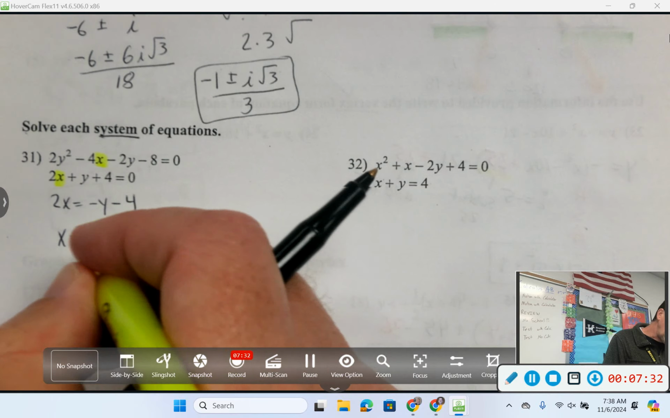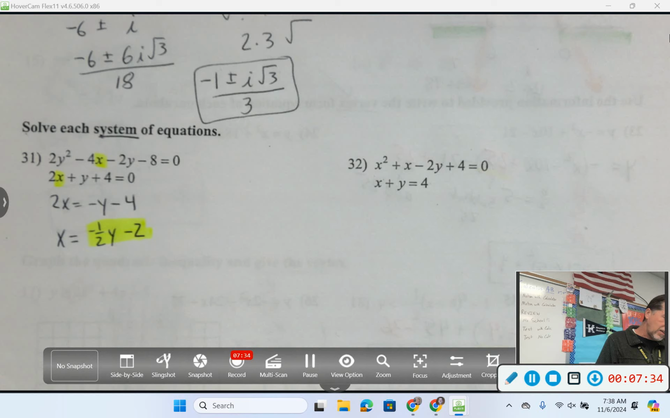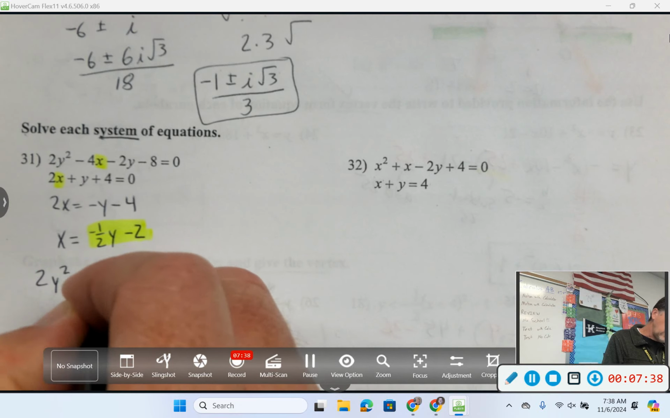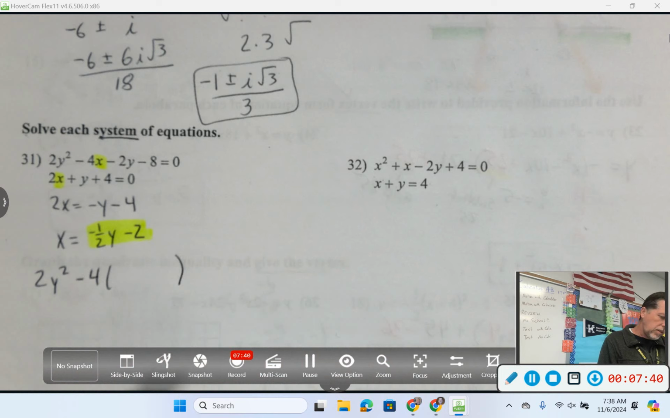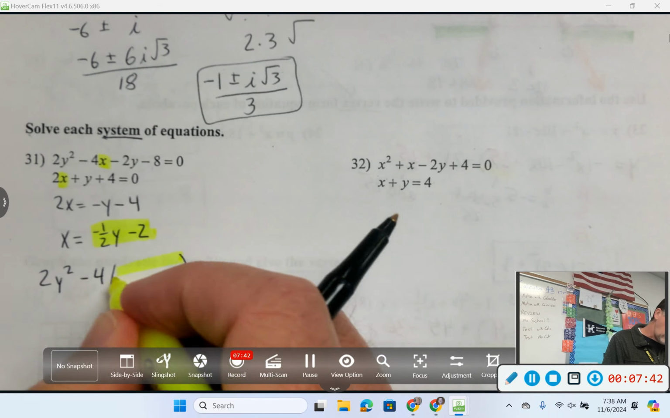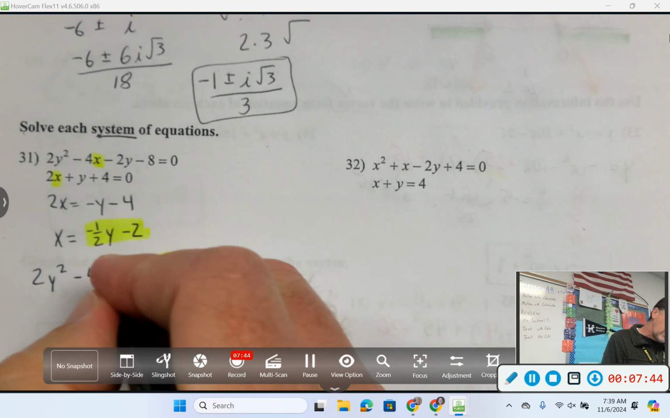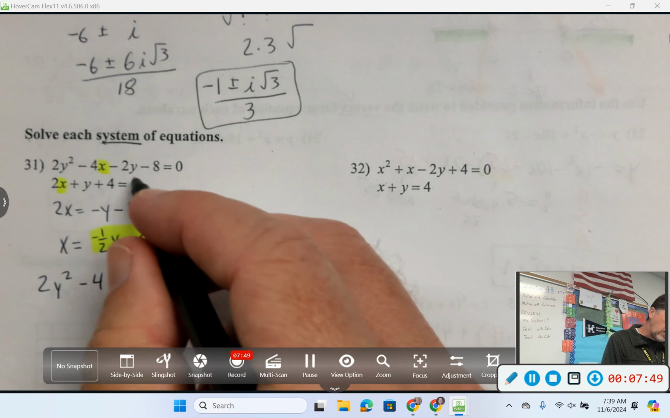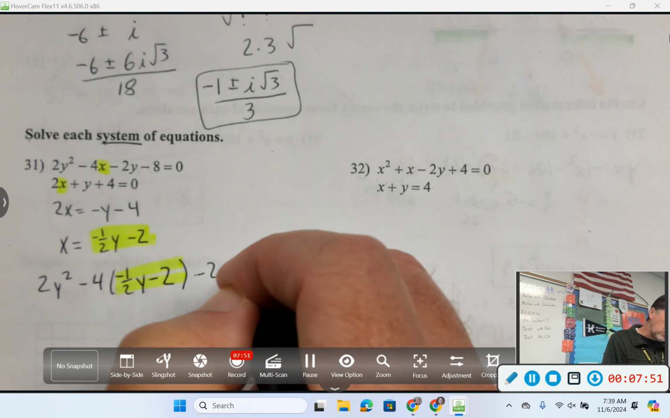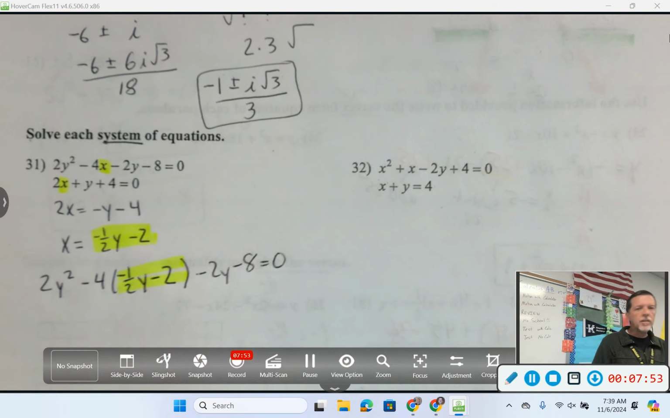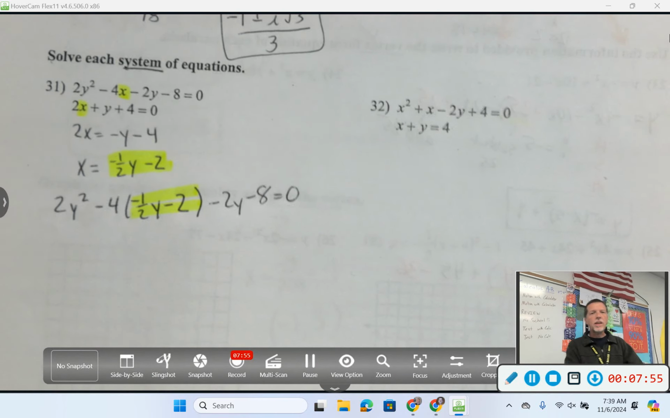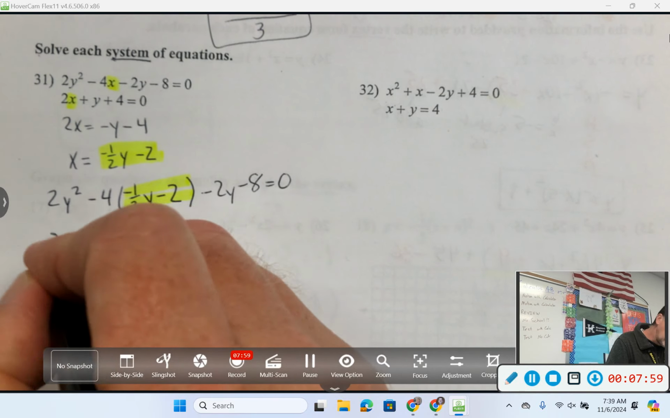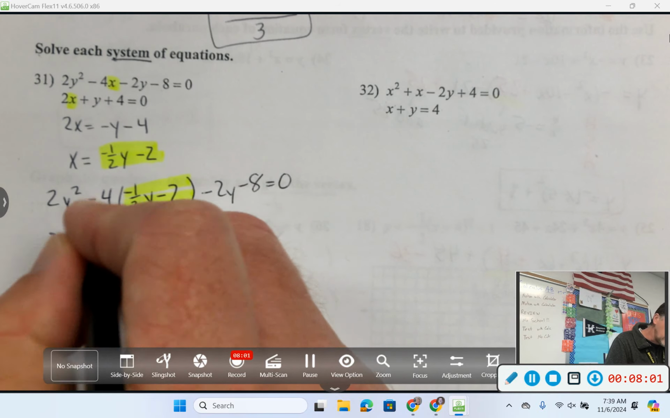So I can replace x with all of that. 2y squared minus 4 times negative 1/2 y minus 2. And then don't forget the rest of this: minus 2y minus 8 equals 0. Okay, I feel like I've done all the hard stuff. Now let's just be careful on distributing and collecting like terms and negatives.